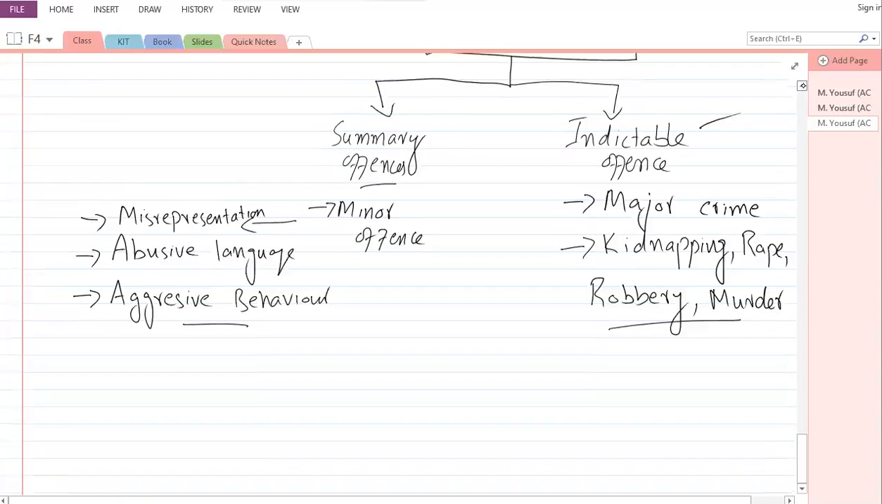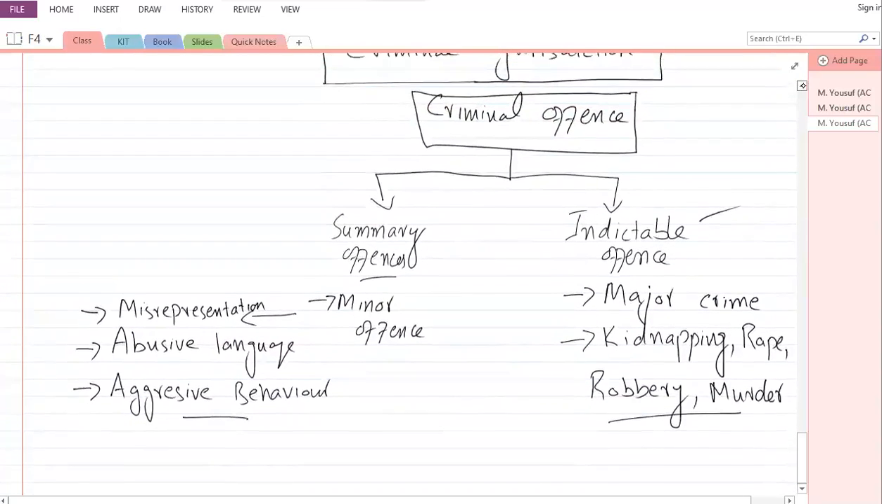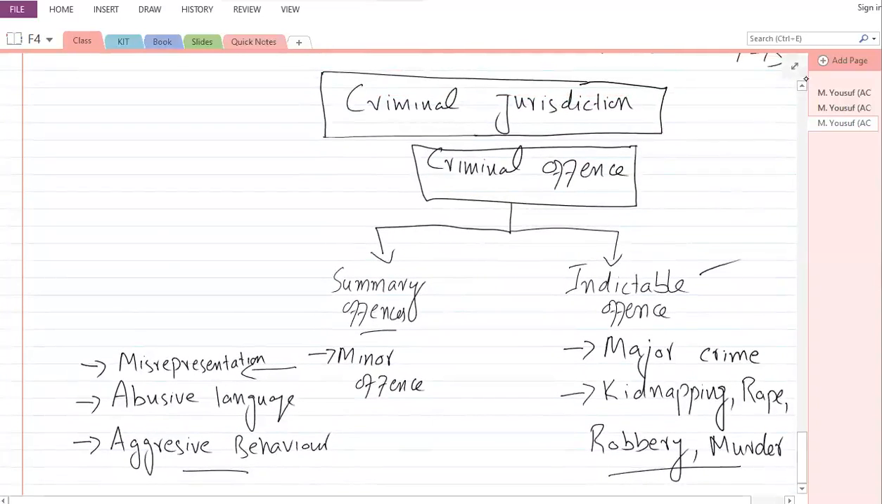So we are going to understand the criminal jurisdiction of magistrate court. But before this, we need to understand that a criminal offense is of two types, summary offense and indictable offense. Among the cases, one of these will be heard at magistrate court and the other one will be forwarded to the next court, that is Crown Court.